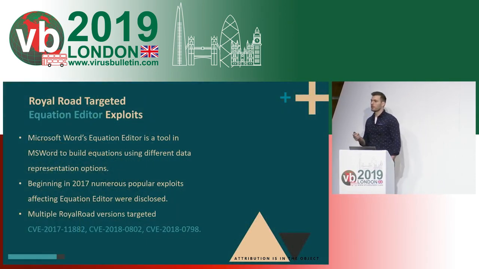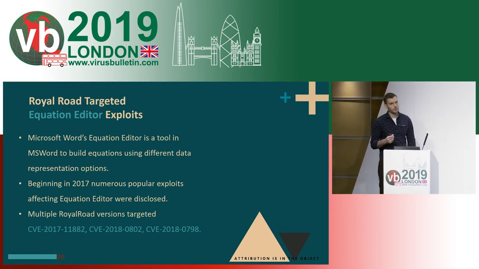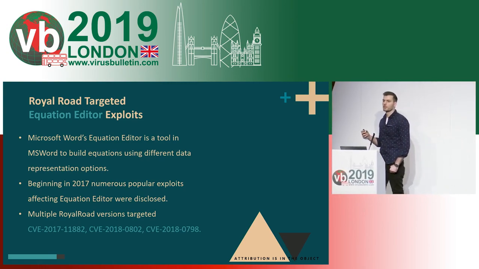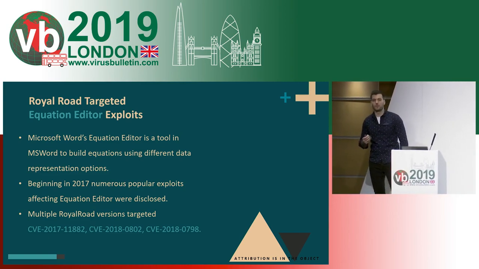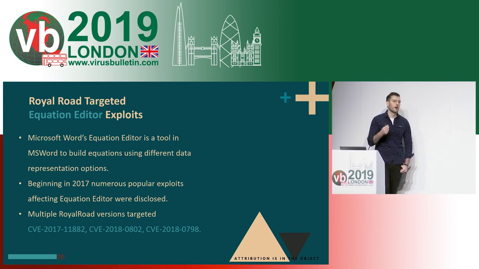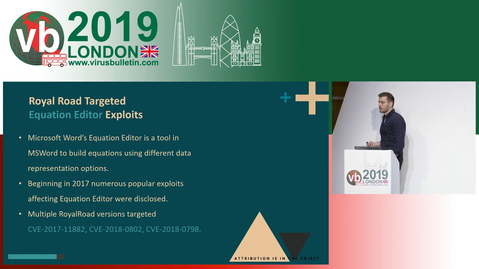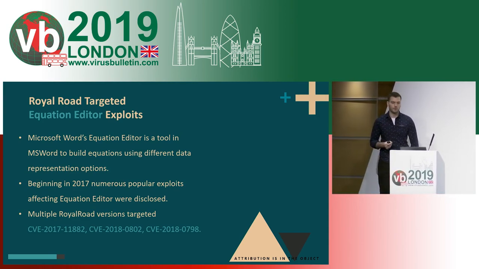So like I said, the Royal Road Weaponizer exploits Equation Editor vulnerabilities. For anyone not familiar with the Equation Editor, it's a tool in the Microsoft Office suite that allows you to write complex equations. It actually was a feature that has been in the Office suite for many, many years, and it was acquired by Microsoft rather than having them write the code themselves and maintain the code base. That ended up being problematic in November 2017 when CVE-2017-11882 was disclosed.